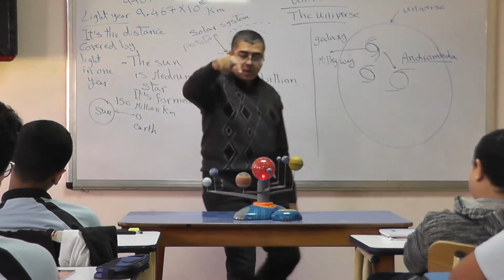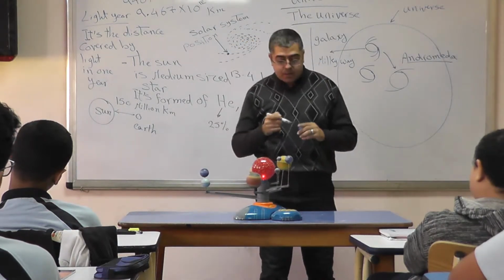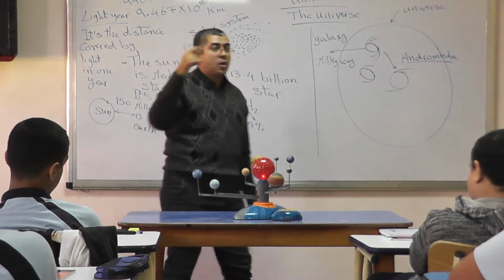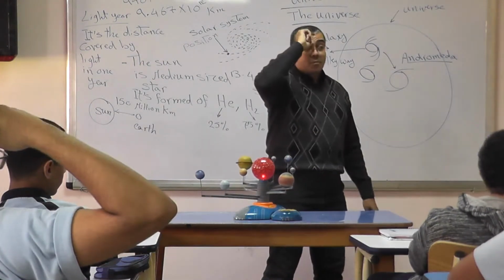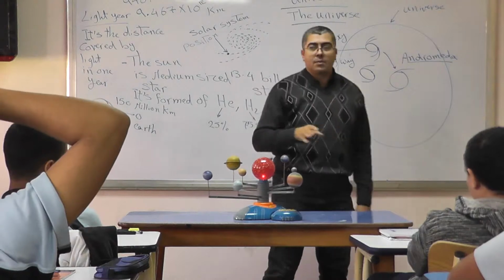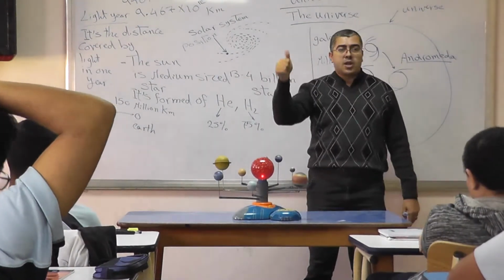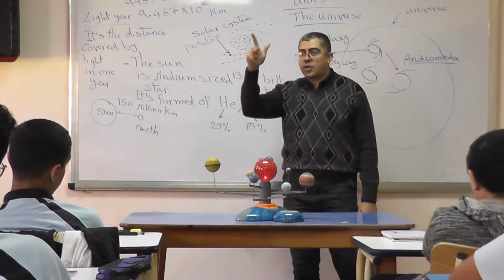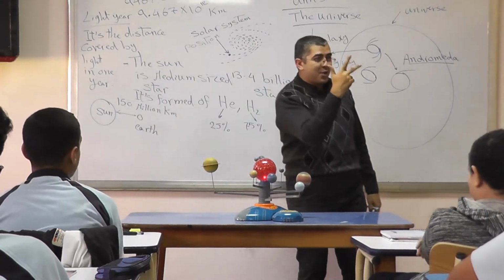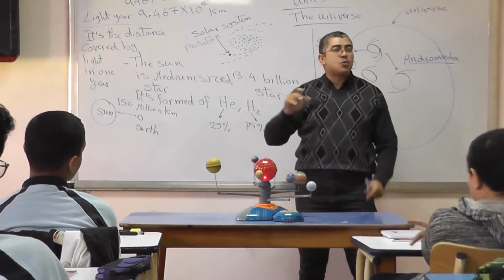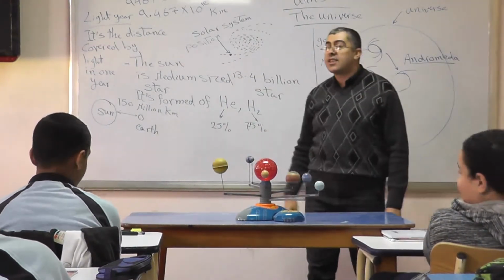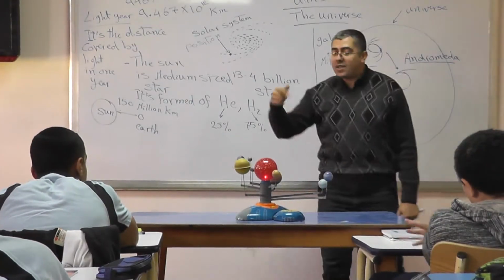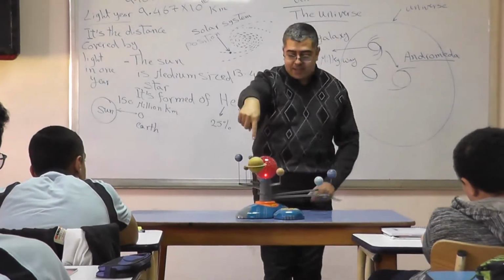Who can tell me the names of these planets? For the first one, Mercury, number 1. The second one, Venus. Number 3, Earth. Our planet Earth is number 3, not Mars. Mars is number 4. Number 5, Jupiter. And we have number 6, Saturn.